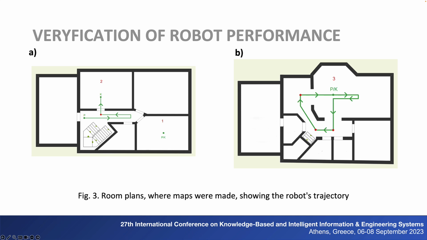The mapping tests were carried out in the three types of room indicated by the numbers 1, 2 in Figure 3A and 3 in Figure 3B. The points marked P and K, respectively, denote the beginning and the end of the route taken by the robot. The red dots indicate the places where the robot has made a full turn around its axis to collect information about its surroundings. The robot also makes a full turn at the beginning and the end of the route.